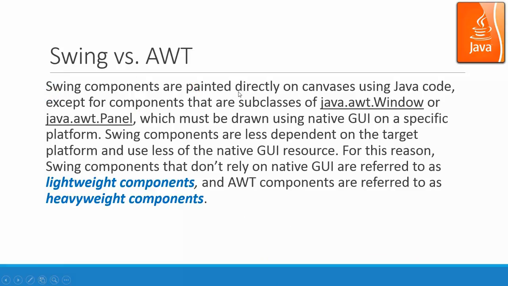Swing versus AWT. Swing components are painted directly on canvases using Java code, except for components that are subclasses of java.awt.Window or java.awt.Panel, which must be drawn using native GUI on a specific platform. Swing components are less dependent on the target platform and use less of the native GUI resources. For this reason, Swing components that don't rely on native GUI are referred to as lightweight components, and AWT components are referred to as heavyweight components.